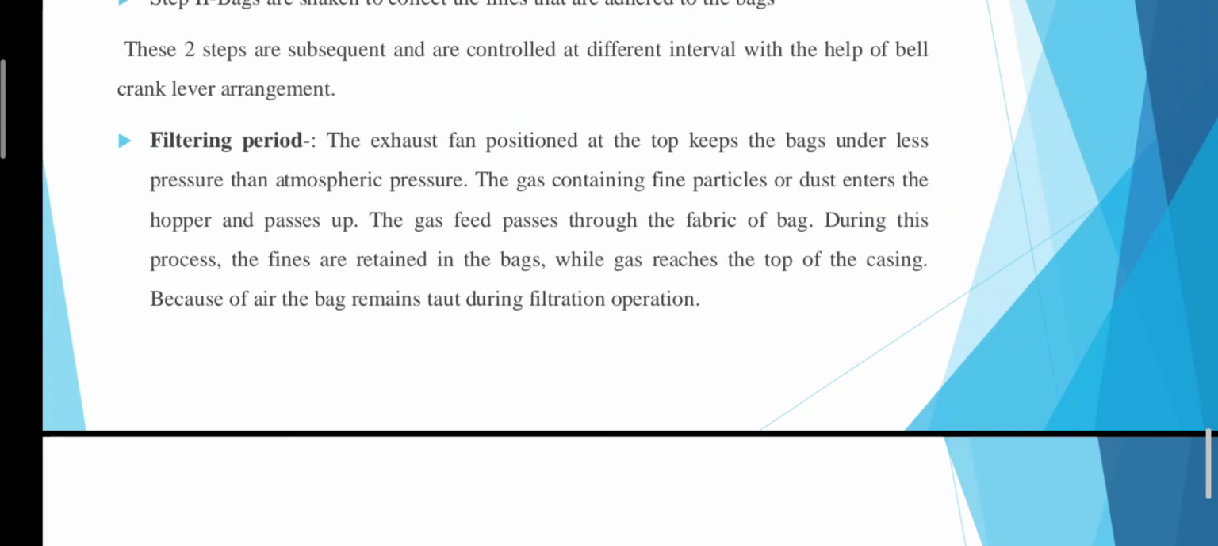The gas containing fine particles or dust enters the hopper and passes up. The gas feed passes through the fabric of the bag. During this process, the fines are retained in the bags while gas reaches the top of the casing. Because of the air, the bag remains taut during filtration.